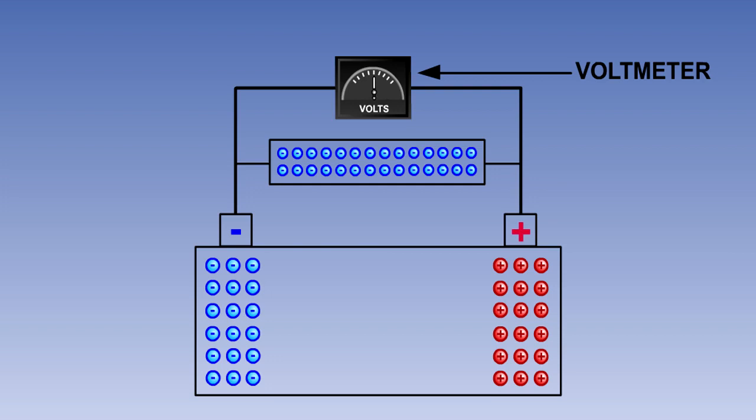To measure voltage, a voltmeter is used. It is connected across the 2 points between which the voltage is to be measured, without disconnecting the circuit.